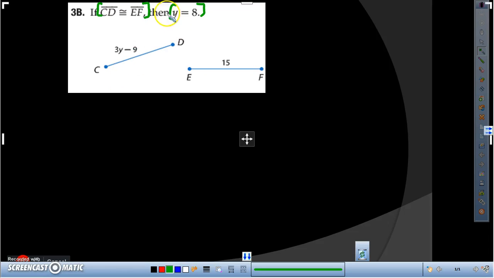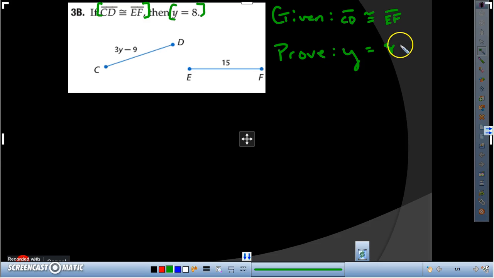And then what comes after the "then" part of this is what you're being asked to prove. So if you want to, you can actually write this out as given: CD is congruent to EF. This is our given information. Then we want to prove, based on that, Y is equal to 8. And again, notice that we're going from having congruence in our given to having an equal sign in our proof. So at some point I'm going to have to change from congruence to equality.